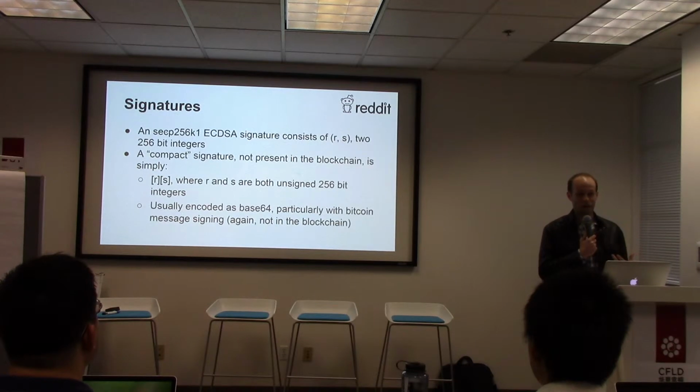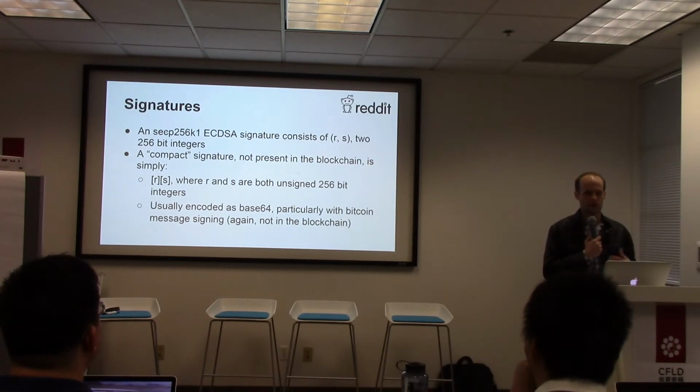Unfortunately, this is not what Bitcoin does because that's not what OpenSSL does. So the definition of a compact signature is the obvious thing, and Bitcoin uses this if you sign an arbitrary message, but it's not used in transactions. So if you sign data, it'll use the compact form, but that doesn't occur in the blockchain. It's only something you use on top of Bitcoin.